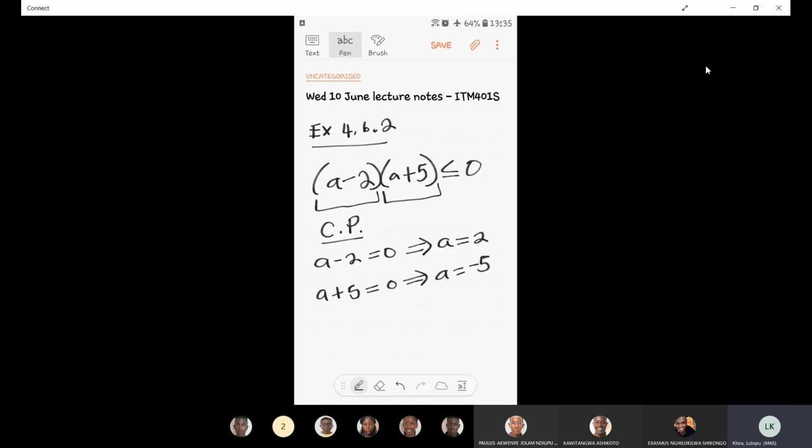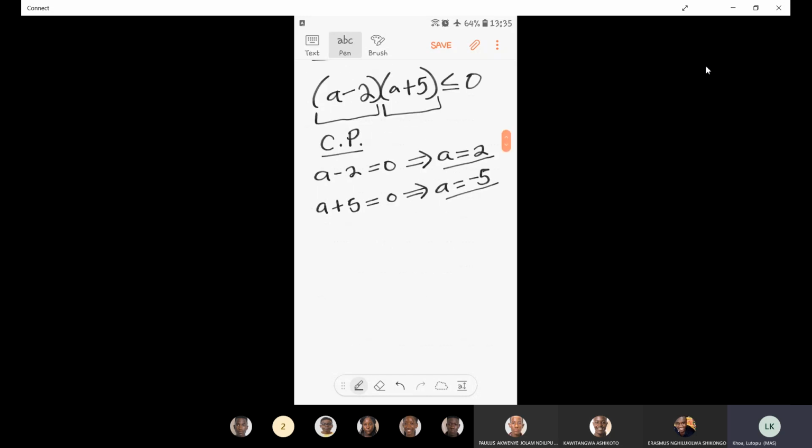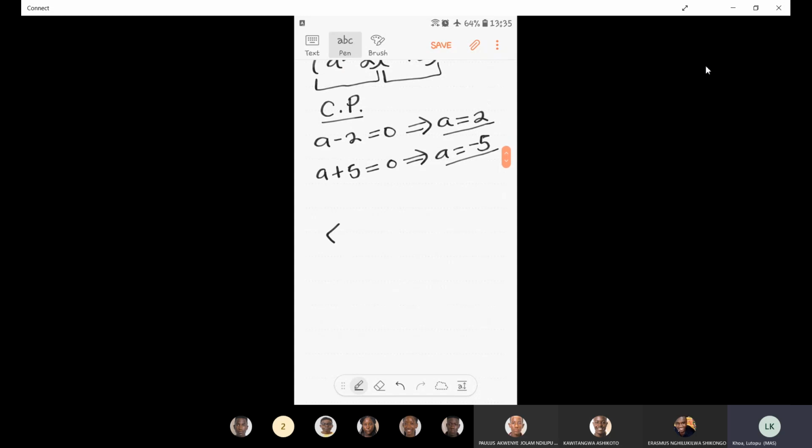Then what these critical points do, or why they're important, is that they tell you how to divide your number line. So you draw a number line like that, and then you put your critical points on the number line. They must be in the correct order, so we know that -5 comes before positive 2. Then from your number line, you create a table like this, and you put your factors. The first factor is a - 2. The second one is a + 5.